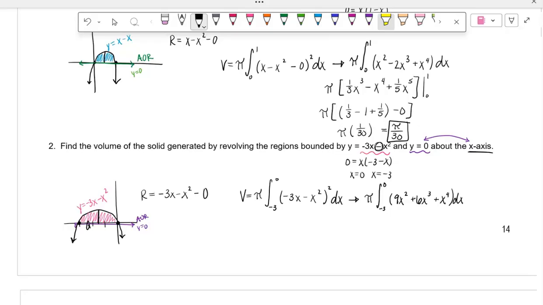dx. And then when you go ahead and work on all the way through this, you'll end up with pi times 81 over 10. Again, work this out and get to the 81 tenths with a pi in front, which means that this is going to be 81 pi over 10 as our final answer.